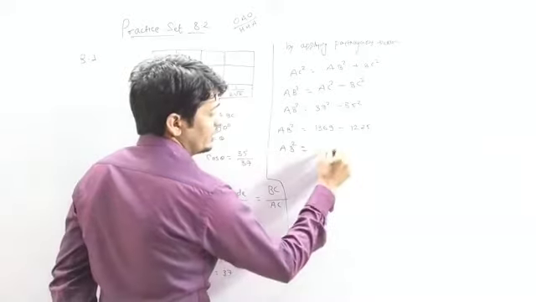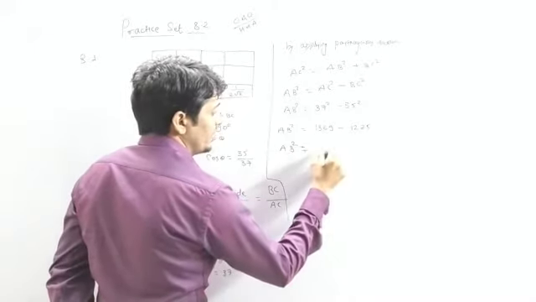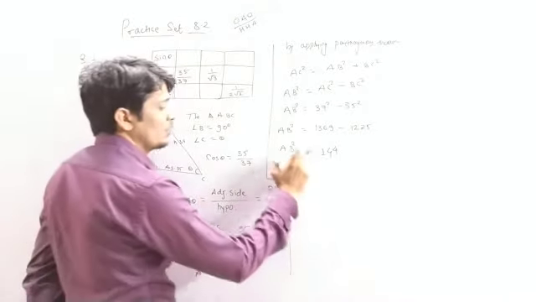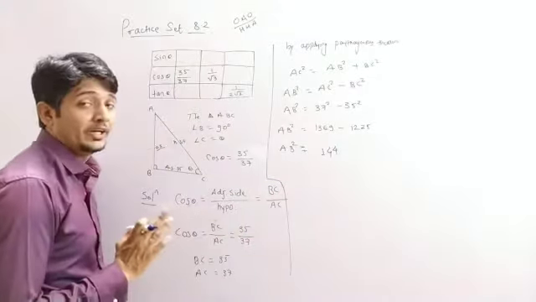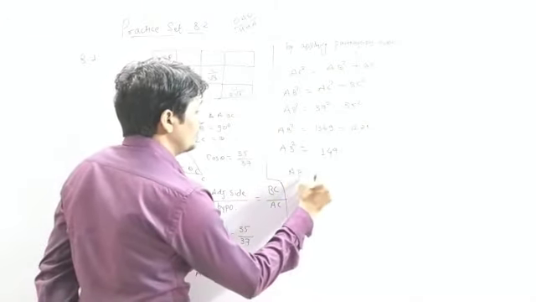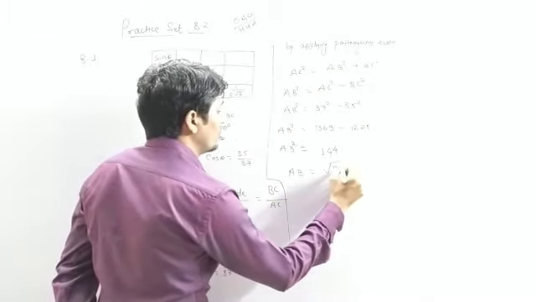6 minus 2 is 4. 3 minus 2 is 1 and 1 minus 1 is 0. That means we have AB square equals 144. So AB equals, we can write, root 144.